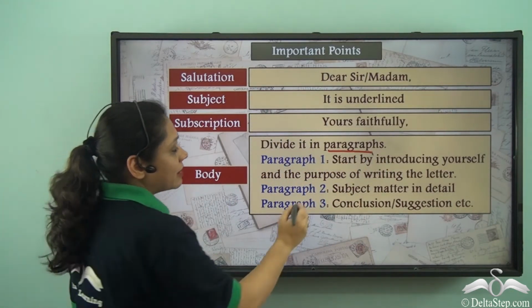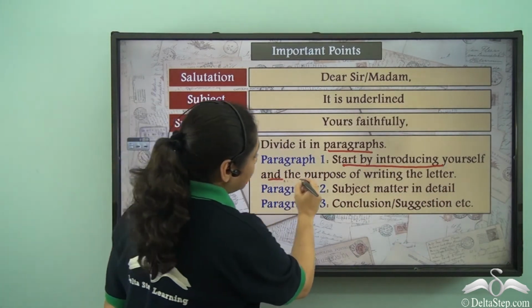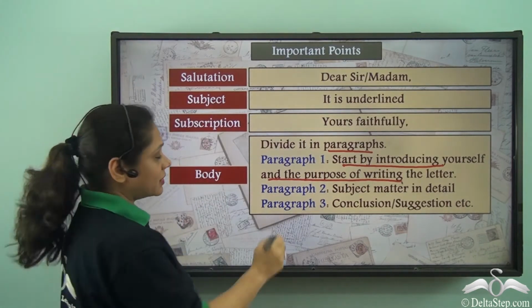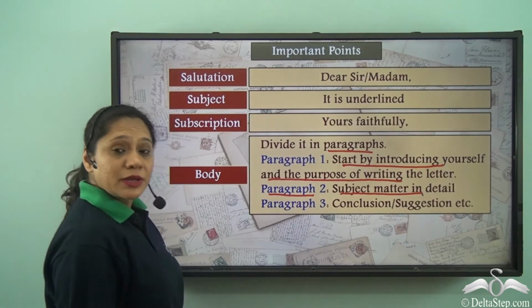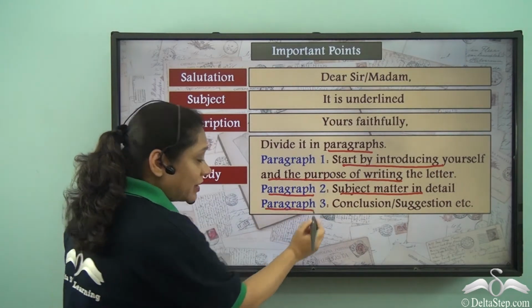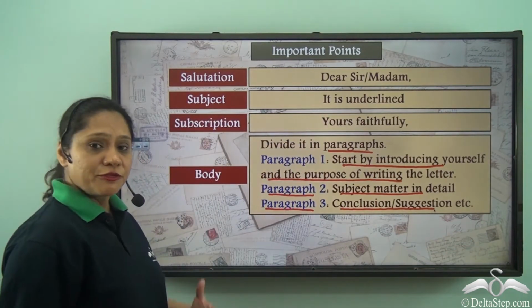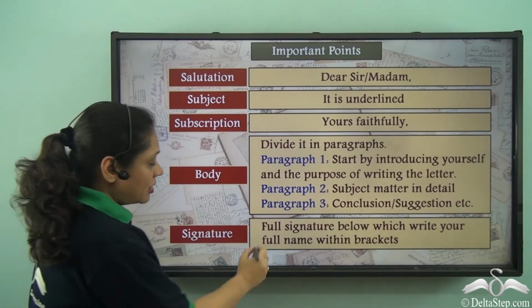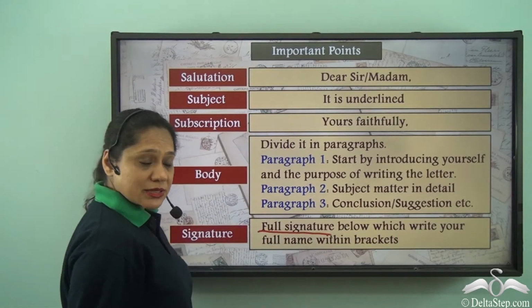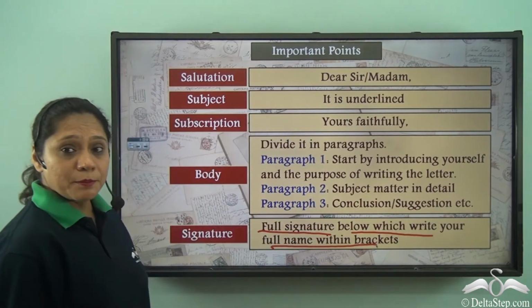In the first paragraph, we start by introducing ourselves and the purpose of writing the letter. In the second paragraph, you discuss the subject matter in detail. In the final paragraph, you write the conclusion or suggestions if any. When you give the signature, we first put the full signature, below which write your full name within brackets.